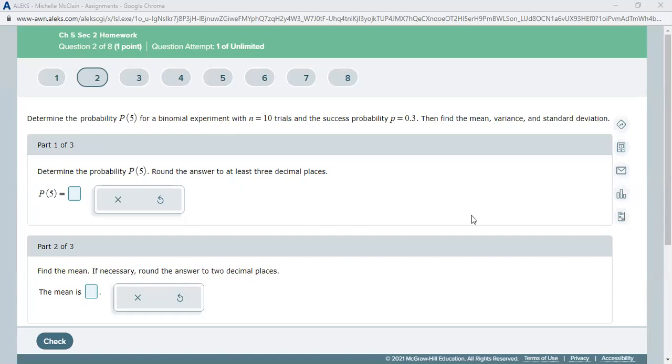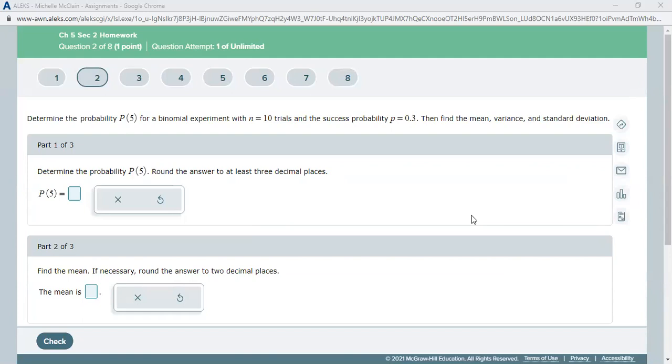So let's go ahead and look at this homework question. It says determine the probability P of 5 for a binomial experiment with n equals 10 trials and the success probability p equals 0.3. Then they actually find the mean, variance, and standard deviation. So for this video, I'm only showing how to find the probability P of 5.